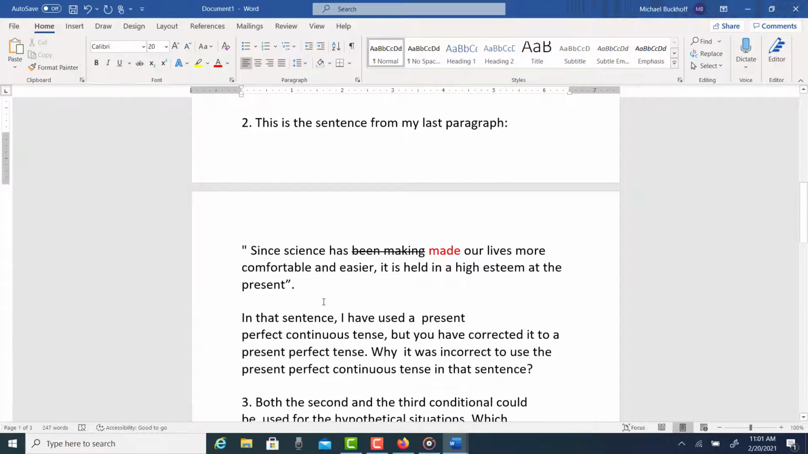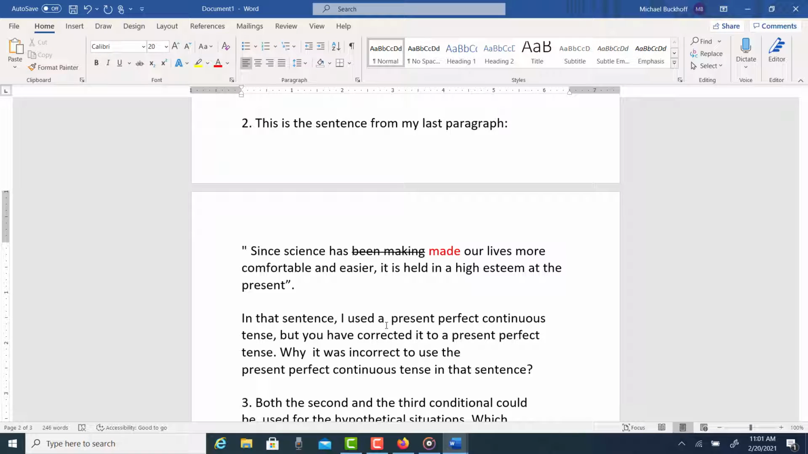All right, question number 2. This is a sentence from my paragraph: Since science has been making or has made our lives more comfortable and easier, it is held in high esteem. You say, in that sentence, I used a present perfect continuous tense, but you corrected it to a present perfect tense. Why is it incorrect? Okay, I think that's my mistake. I'm going to be honest with you on that. I think I was reading it wrong.